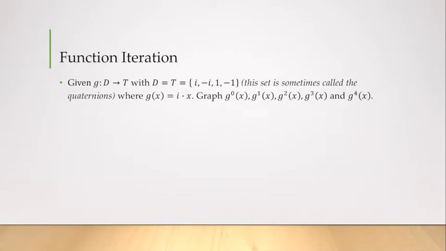Let's do some function iteration when it comes to our quaternion function, where we were taking g of x equals i times x. So remember that g^0 of each element isn't applying the function at all, so it's just itself. It's kind of like the identity. Remember that any number raised to the 0 power is 1 from college algebra. This is kind of the same thing. You just get yourself back. 1 is the multiplicative identity. Here we're taking the identity function, we get ourselves back.